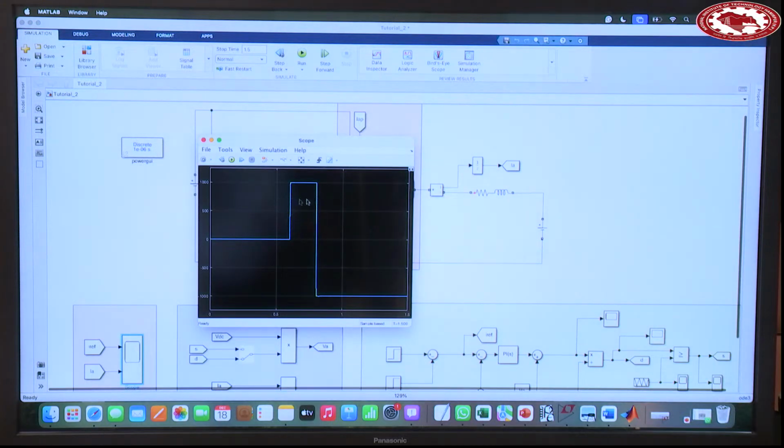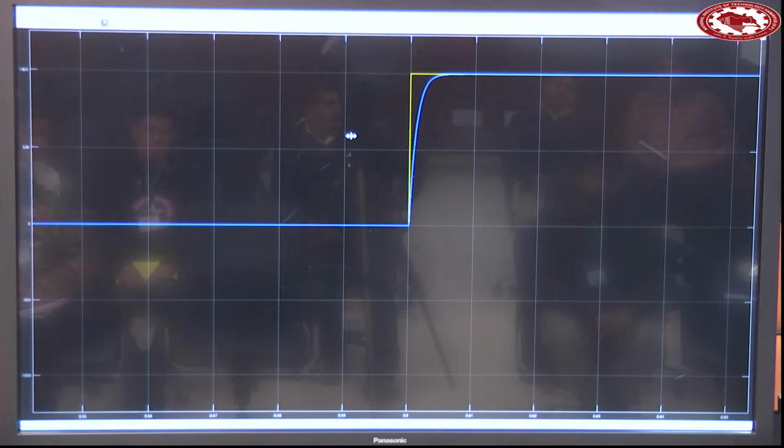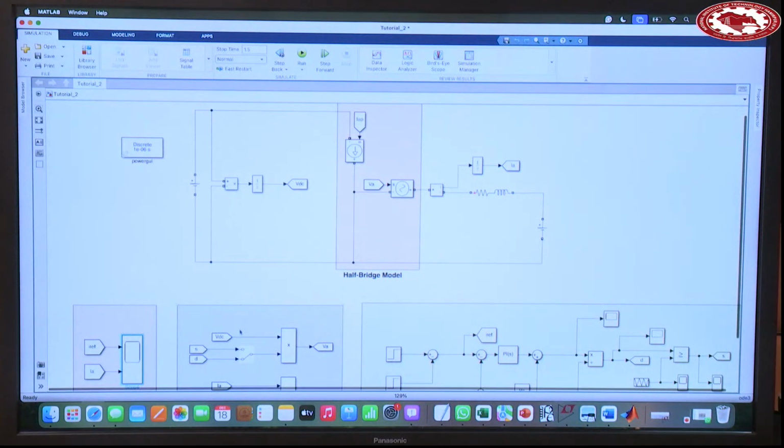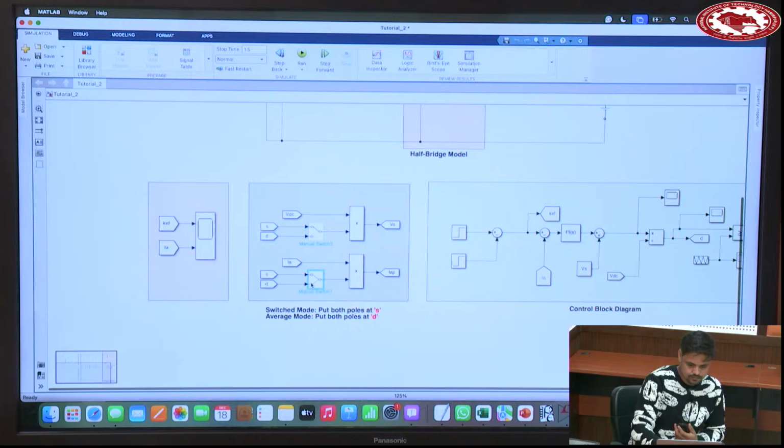So this is the average model. Here is the command. I have changed the command from 0 to 1000 and then 1000 to minus 1000. And now if I choose switched model, I will click on switched model and run it.